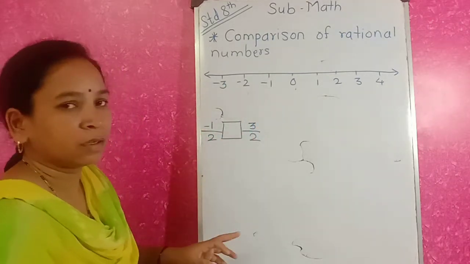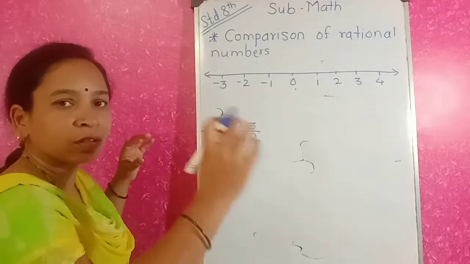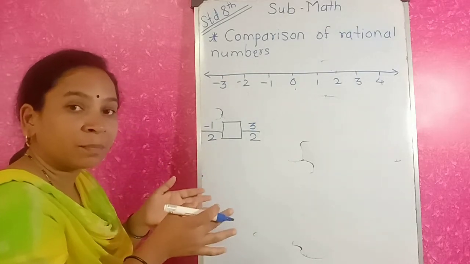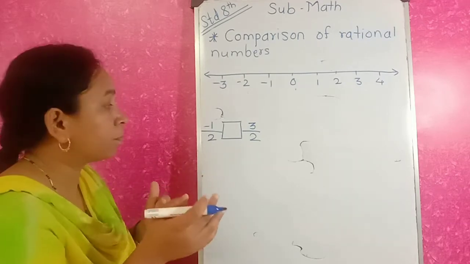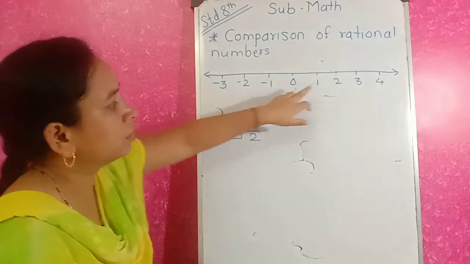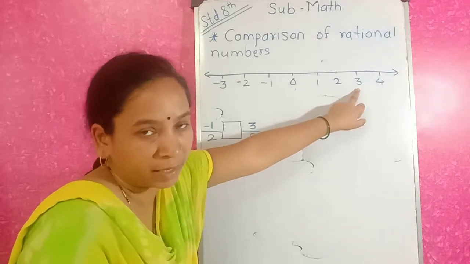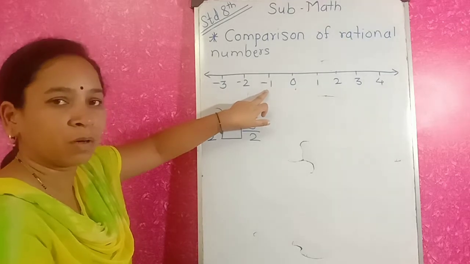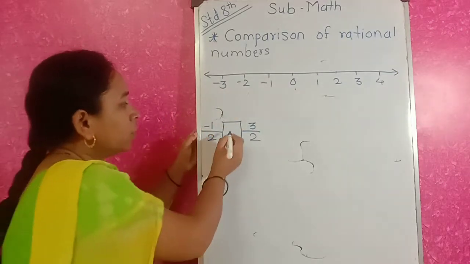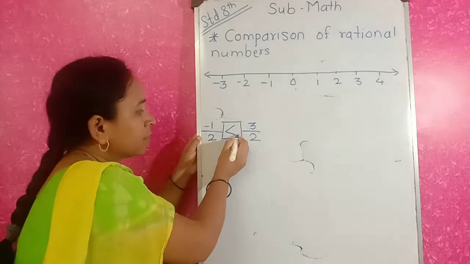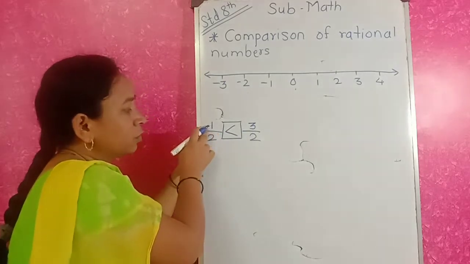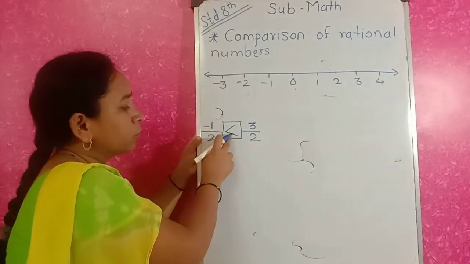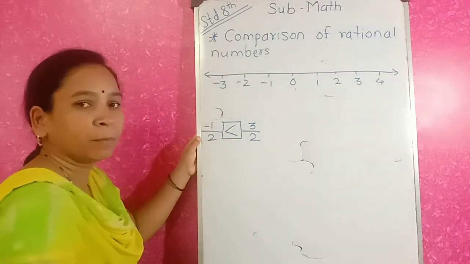-1 and 3. Think of a number line: where will -1 be placed, and where is +3? Here. See, 3 is on the right side and -1 is on the left side. So -1 is smaller, and for whichever is smaller, the point of the sign should be towards the negative, the smaller one. So -1 upon 2 is smaller than 3 upon 2.